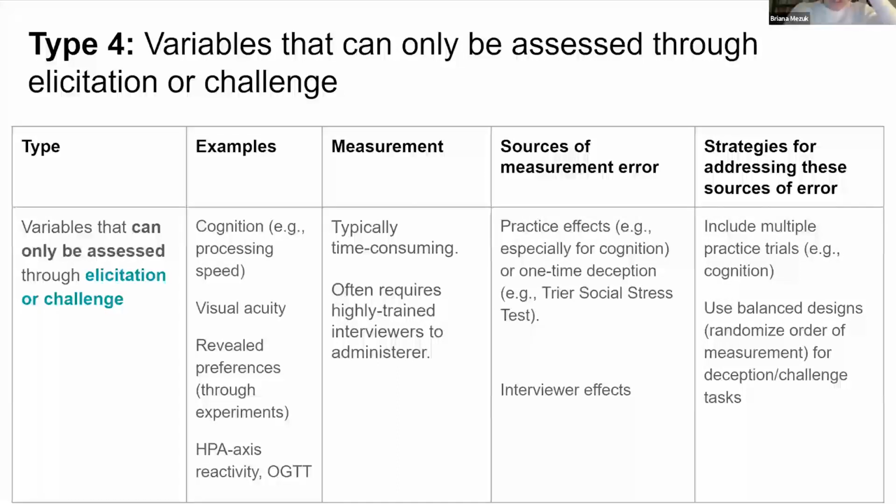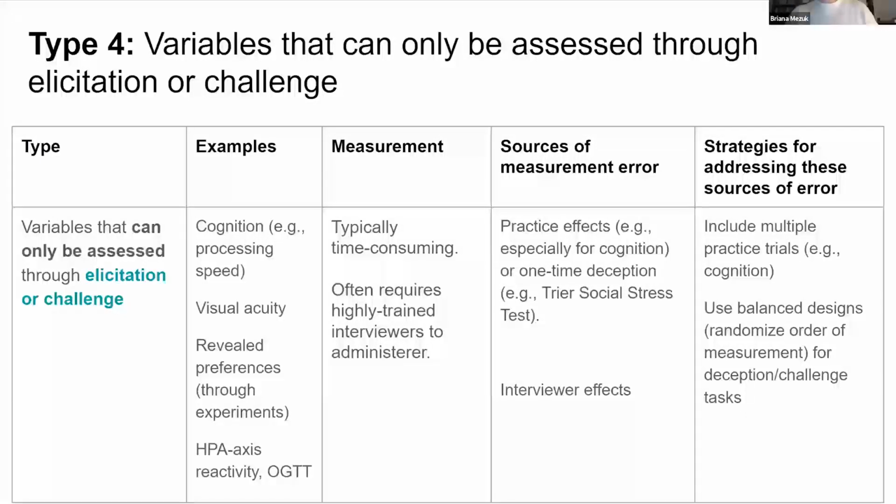The measurement of these is always time consuming, and it almost always requires highly trained interviewers to administer. This is a place where reading the documentation is going to be essential to understanding how these challenges were done in the data that you're looking at. You need to be aware that there are massive practice effects, particularly for things like measures of cognition, and even for things like one-time deceptions, like the Trier Social Stress Test. There are also interviewer effects that could be potential.